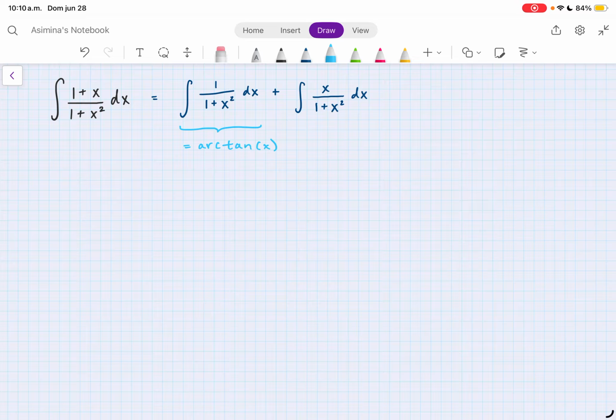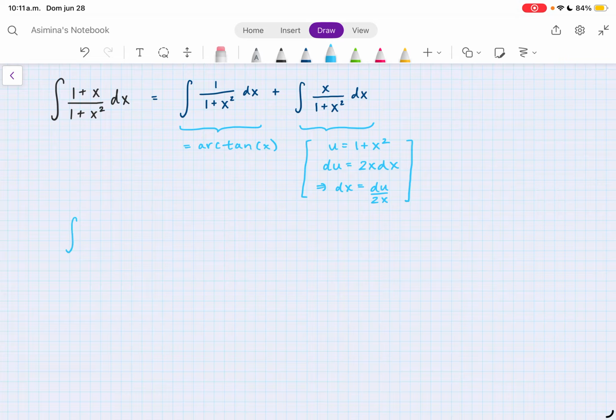Why is that? Well, let's see. For this integral, we let u equal 1 plus x squared. So then du is the derivative of 1 plus x squared, which is 2x dx. So what does that mean about dx? dx is equal to du divided by 2x.